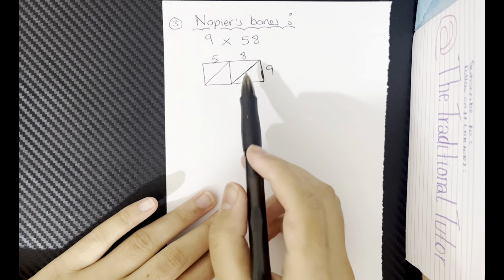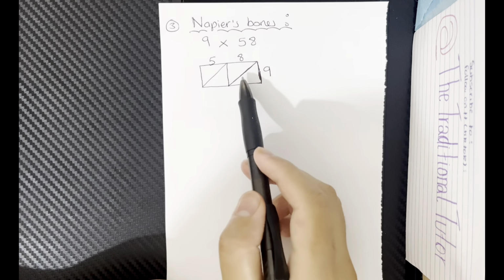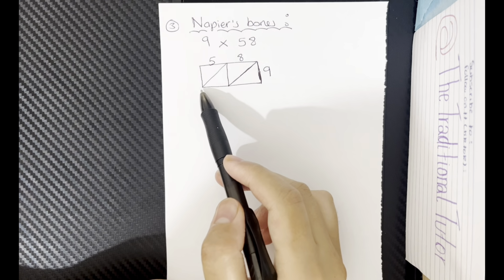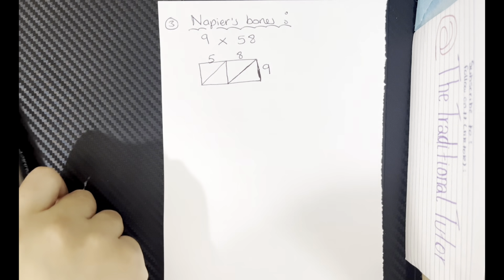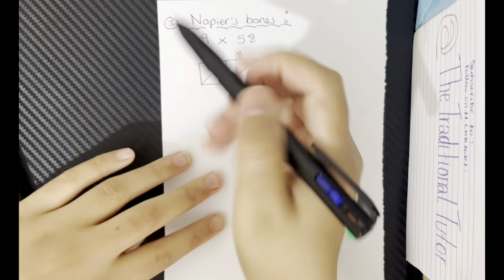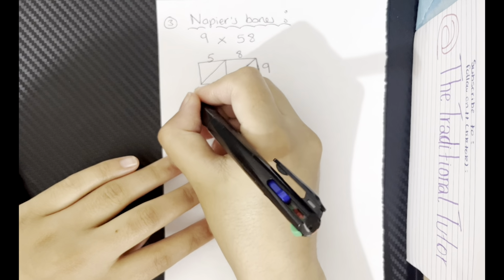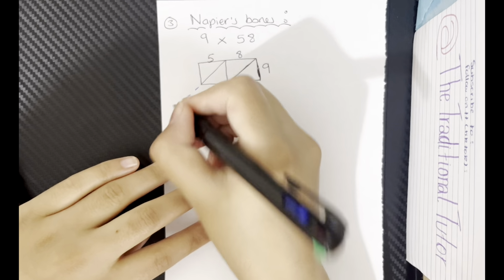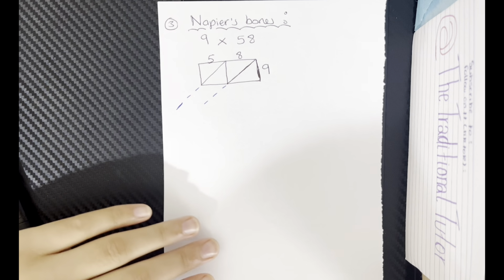You would have noticed that it's different from the grid method in the sense that I've split up my boxes into diagonals as well. What I'm also going to do is continue my diagonals down here with dotted lines. You'll see in a bit why I'm doing this. So let's go ahead and solve this multiplication question.